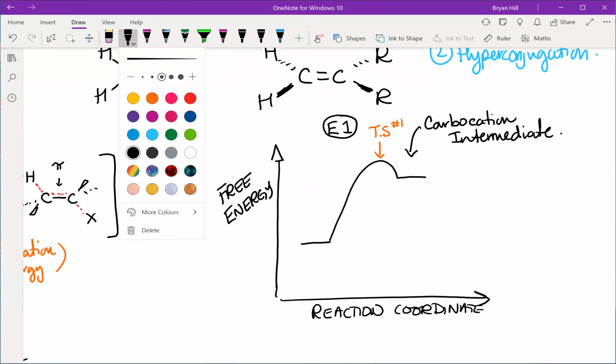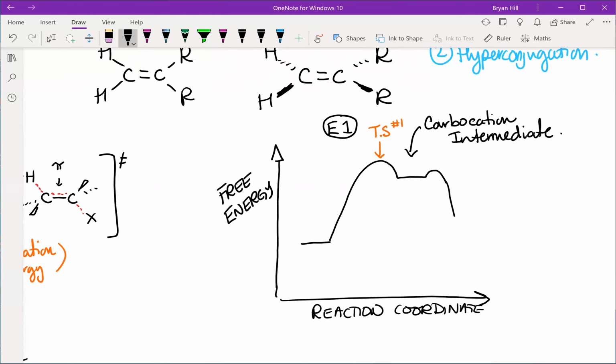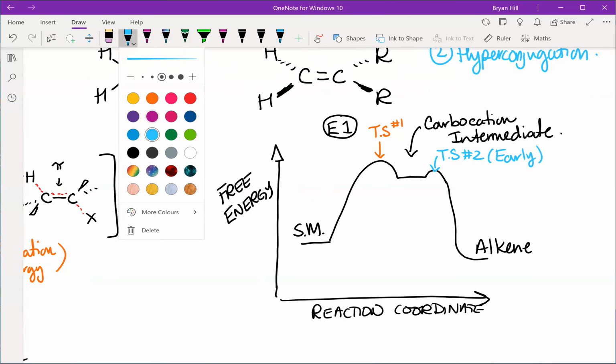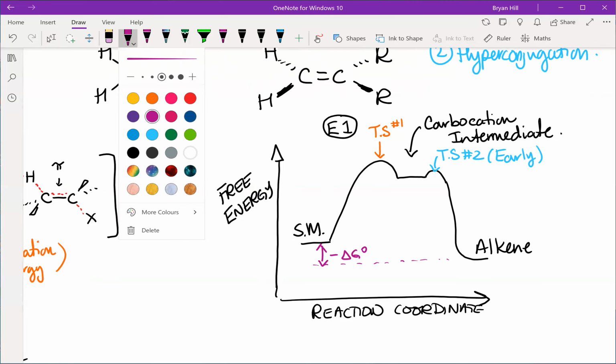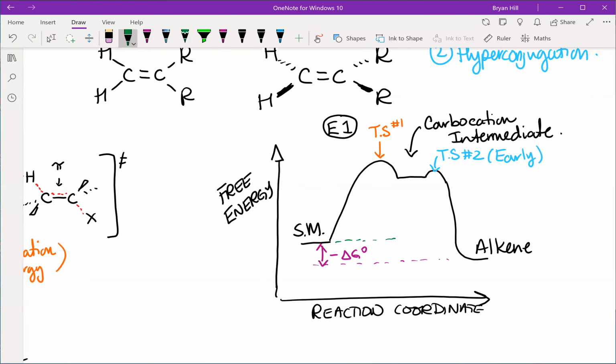The second step, which is fast, will be formation of our alkene. This will be our starting material. And at the top here, this would be transition state number 2. And this would be early. So it would also resemble the carbocation intermediate. This would be our delta G naught. And our activation energy would be delta G dagger, activation energy.